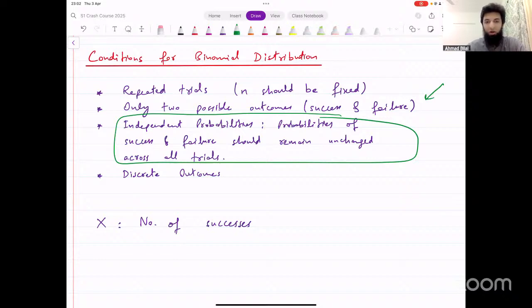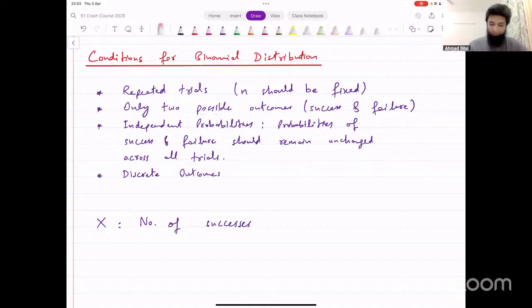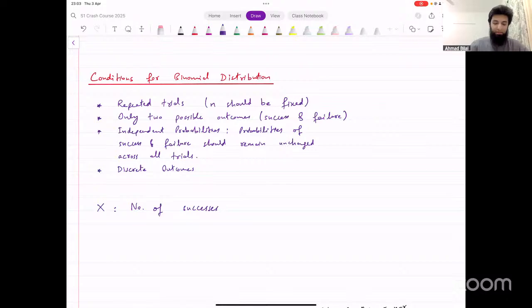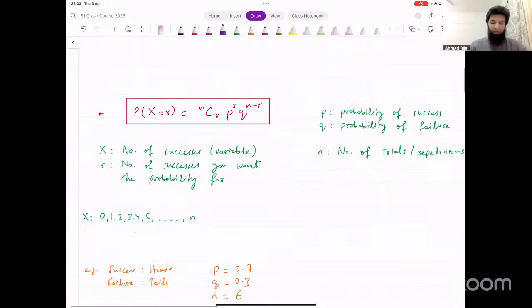It should not be changing. If the probability is changing, then that is not binomial distribution. So these conditions have to be met for something to be classified as a binomial distribution. That is important.